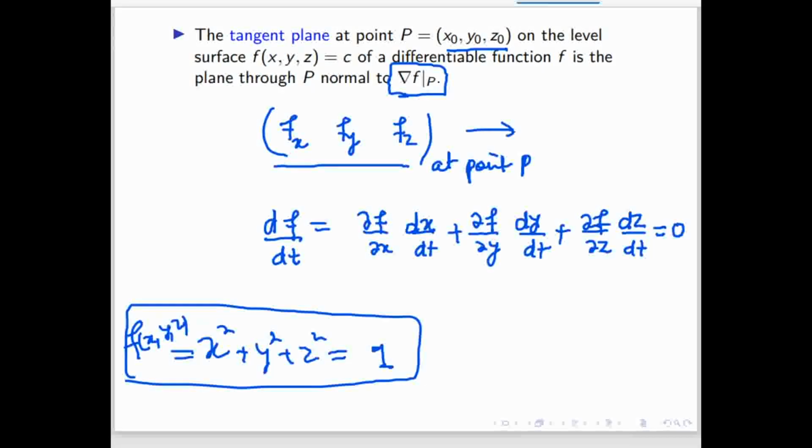Like for a circle we found x equal to r cos t, y equal to r sin t. Can we find the parametric representation of this? x equal to something, y equal to something, and z equal to something.